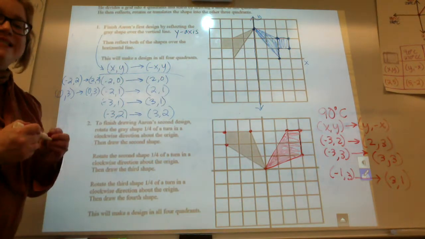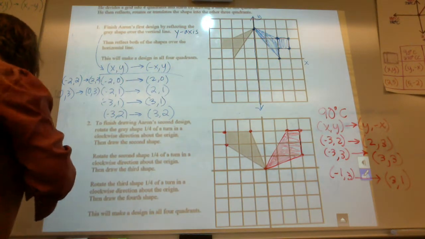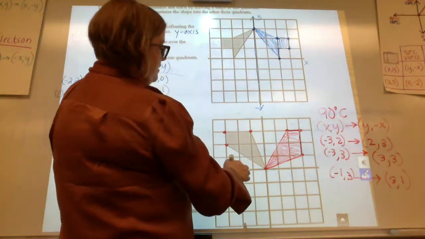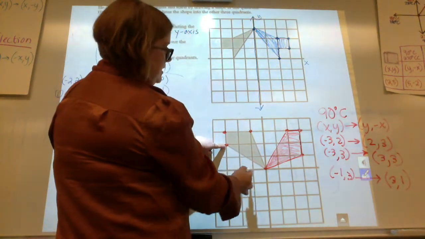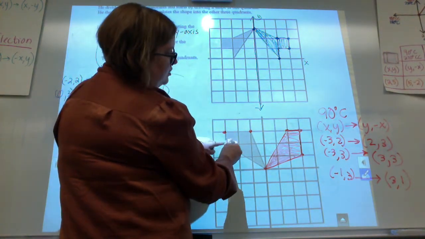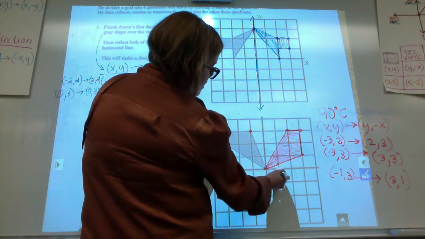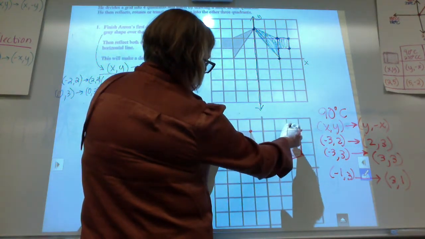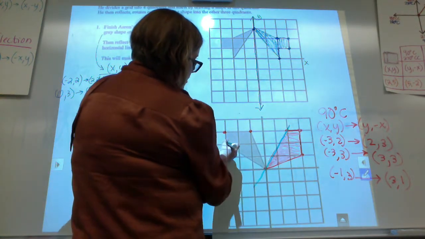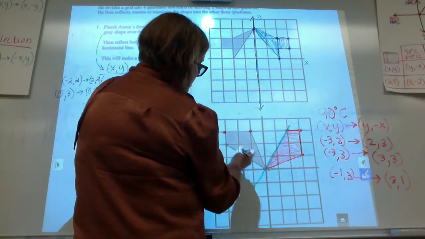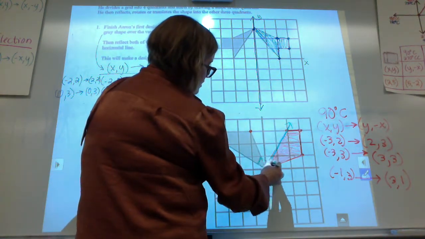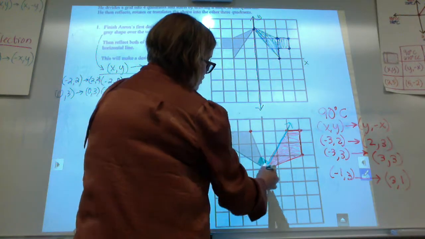Now what you can see here is, if I were to emphasize, for example, this point, this was the negative 3, comma 2, and compare that to my 2, comma 3, so over to 2, up to 3. If I were to draw a line connecting each of them to the center of rotation, that's the origin, what you would see here is a perfect 90-degree angle.